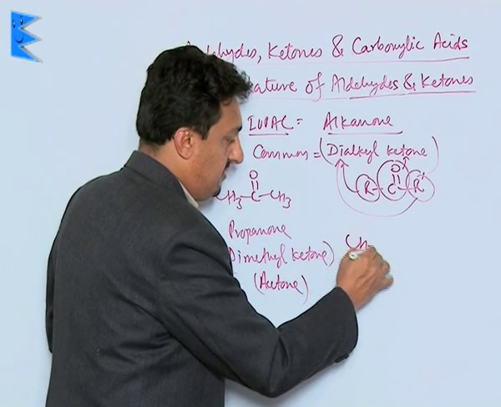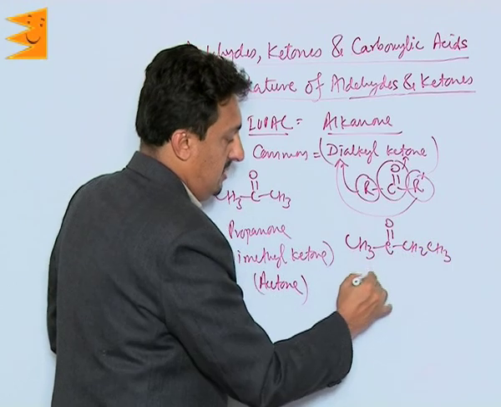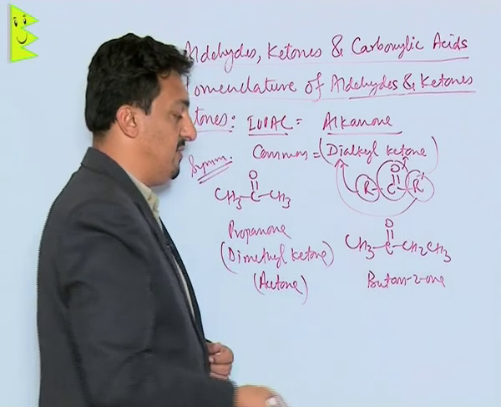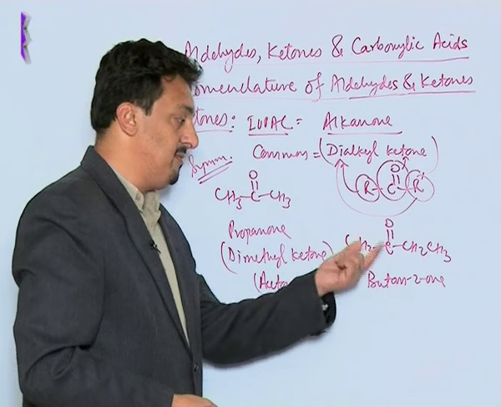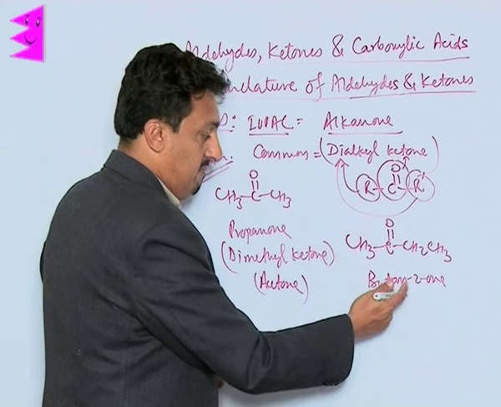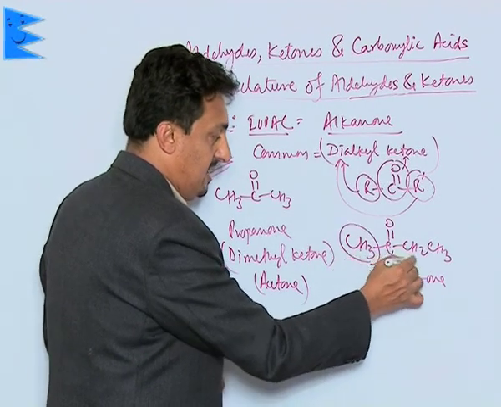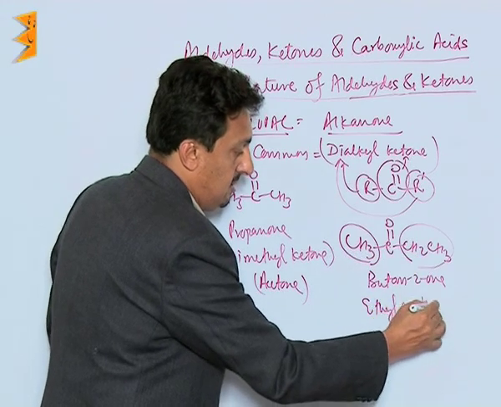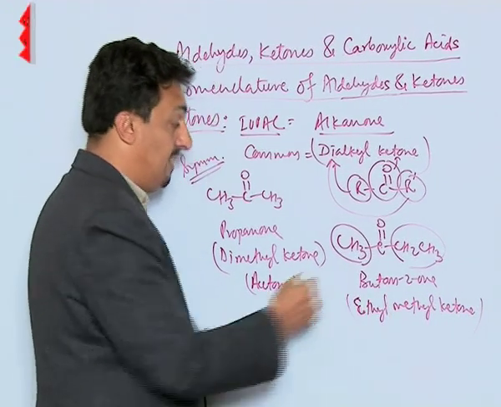Similarly, we can have this ketone. This will be called butan-2-one, or if we write its name as butanone, it is fine because the ketone group will definitely be in between carbons, which are secondary carbons. So it will be butanone, and in common nomenclature this will be your methyl, this will be your ethyl, so we will call it ethyl methyl ketone. So this is how we name ketones.